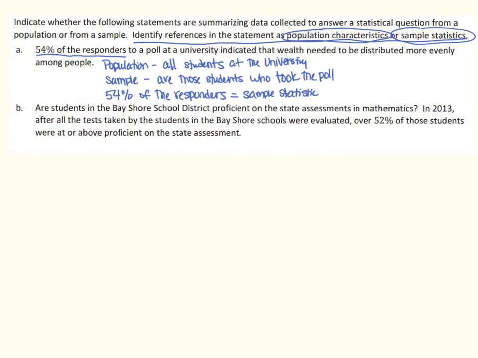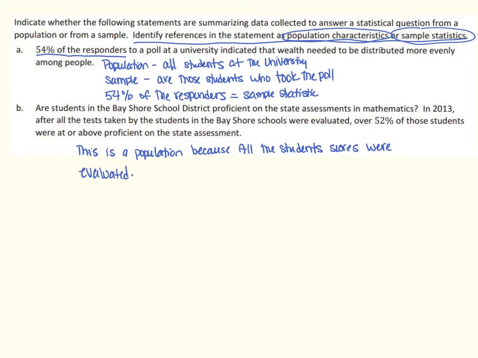All right, go ahead and read part B to yourself, okay, and then push play when you're ready to move on. Okay, you should have read the whole entire statement. This statement, this scenario, is a population because in this scenario, every single student at Bayshore School District, all of their scores were evaluated. Nobody was missed, okay?